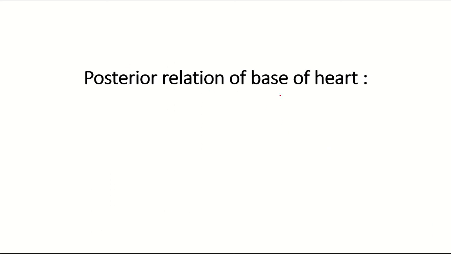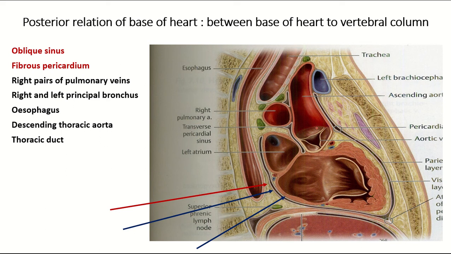The posterior relations of the base of the heart. This is the cross section of the heart. There are two coverings of the heart, serous pericardium and fibrous pericardium. Serous pericardium is relatively thin and it has two parts, the visceral pericardium and parietal pericardium. The visceral pericardium closely covers the heart, and the parietal pericardium is separated from the visceral pericardium by a tiny space known as the pericardial cavity.